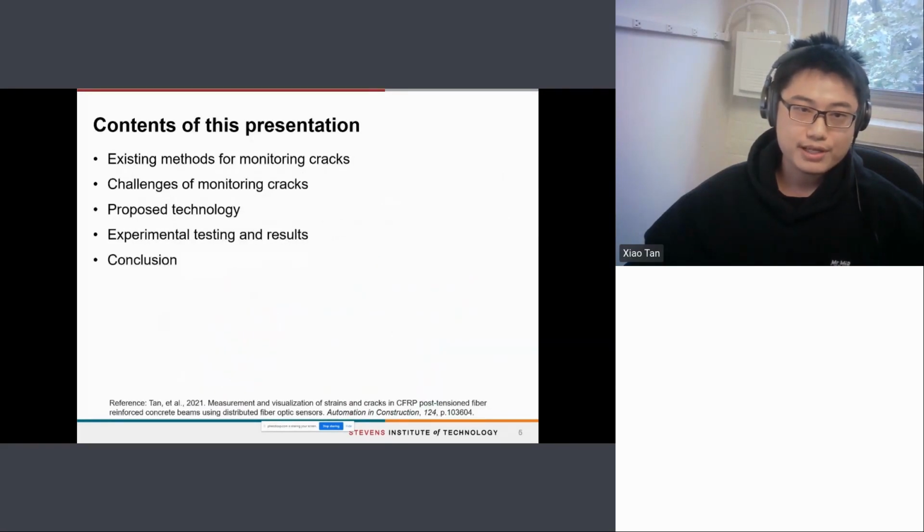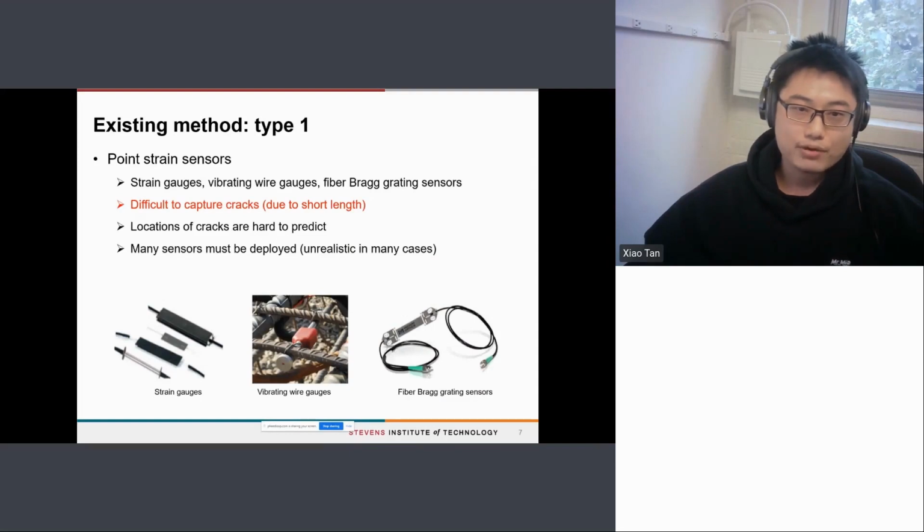The contents of this presentation are shown below, including existing methods for monitoring cracks, challenges of monitoring cracks, proposed technology, experimental testing and the results, and then the conclusion. The first type of existing methods for crack monitoring is point strain sensors, including strain gauge, vibrating wire gauge, fiberglass gauging sensors. However, this type of sensors is difficult to capture cracks due to the short gauge lengths, and the location of cracks are hard to predict, so many sensors must be deployed, which is unrealistic in many cases.